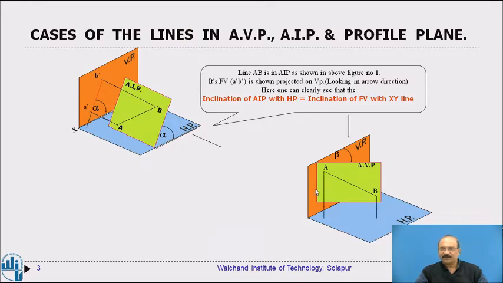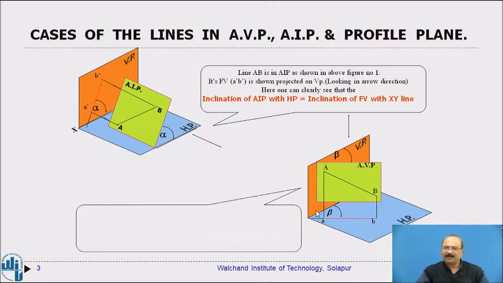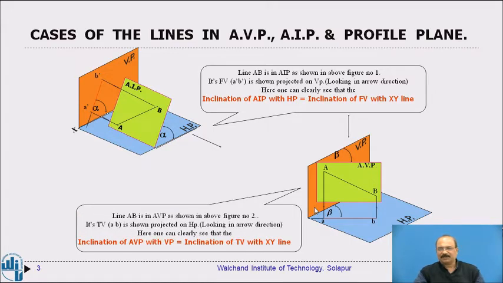Continuing the same thing, if the line is situated in the auxiliary vertical plane, you observe from the top and get this view. Here this is the top view. The angle beta is the angle made by the line with the vertical plane, which you represent below the XY line, to the XY line. This particular detail you have studied in the previous lecture.